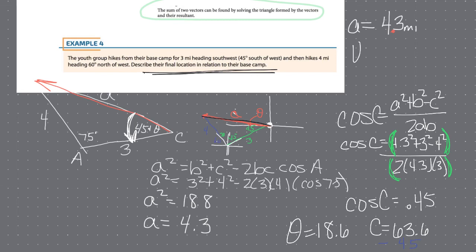So my theta, or my direction, is 18.6 degrees. Now how we would say it, 18.6 degrees north of west, or you could say 18.6 degrees above the negative x-axis. But since we're talking directions and we're talking hiking, we're going to say 18.6 degrees north of west. Okay? All right. That's a hard one.